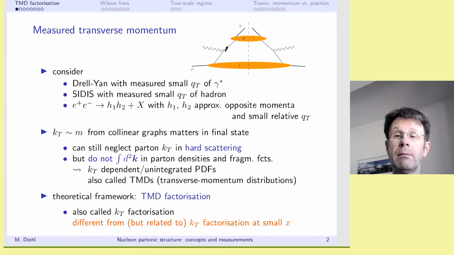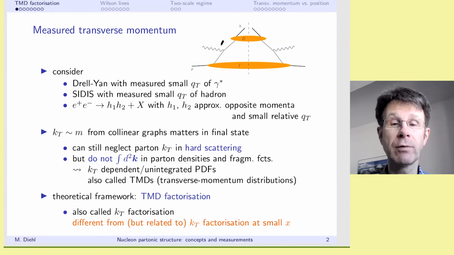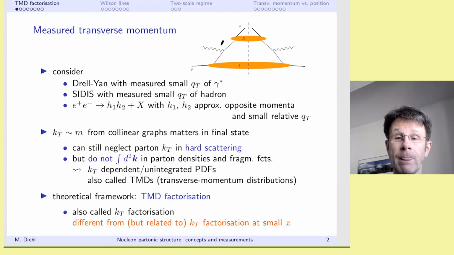Now that doesn't look like much in this very simple example here where it's just a tree-level vertex, but if you start dressing this with virtual corrections, it is really important that you set the transverse momenta of the partons in the hard subprocess to 0, as we would do in the usual factorization we discussed so far.